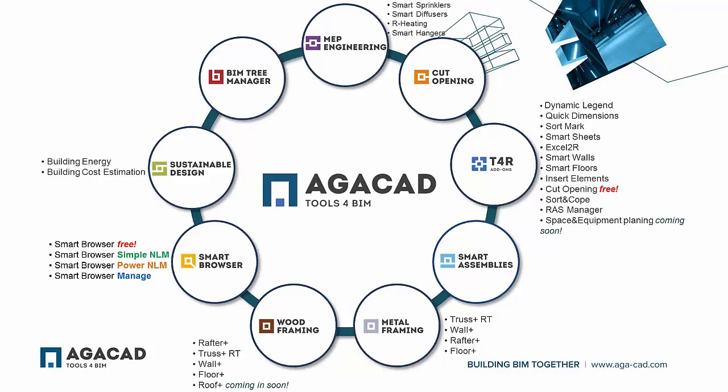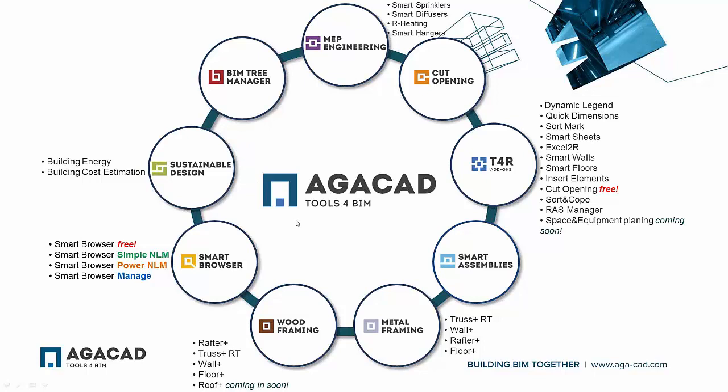At the moment, we have many products, and we can divide them into 9 parts. Here at the top we have solutions for MEP engineers. Here we have products for fire protection systems, for air terminals, for adding radiators into the projects, for distributing hangers. Then we have Cut Opening. It's very powerful for making openings around pipes, ducts, cable trays, and conduits. Then we have BIM3 Manager. It's very powerful for managing parameters and parameter values that are used in the project.